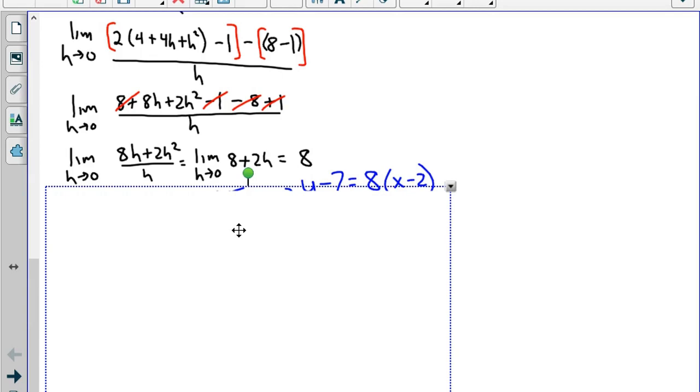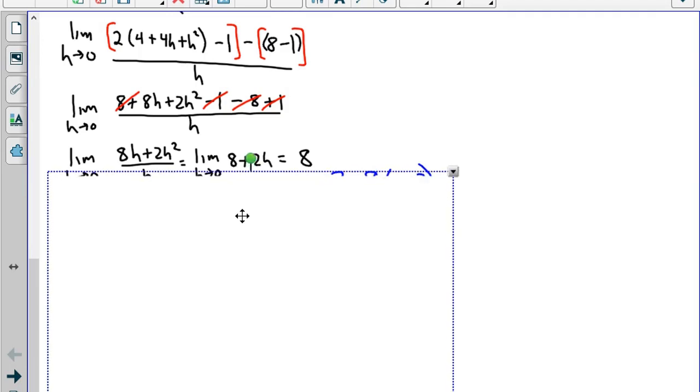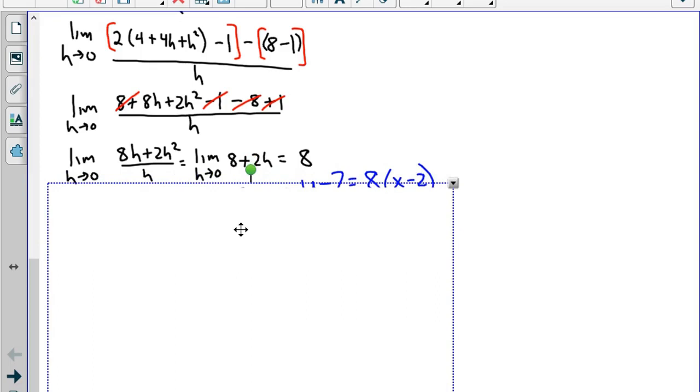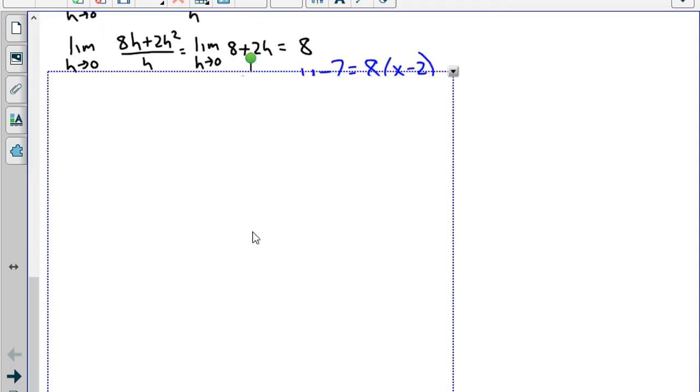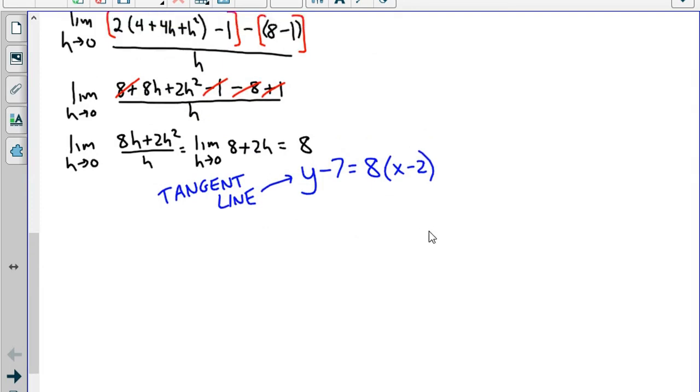And then I do a little combining and so on, canceling the h's out, sorry. And then I just substitute 0 in for h, and I end up with 8. So that's the slope. My slope is 8. And so since my slope is 8, I'm now ready to write the equation of a tangent line. And the equation of my tangent line is y minus 7 equals 8 times x minus 2, because remember the point is 2 comma 7.